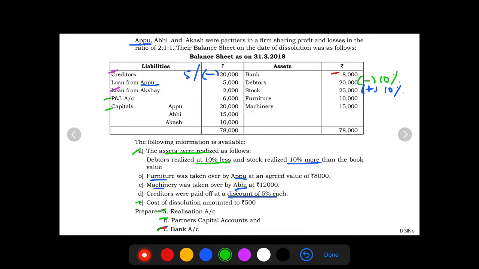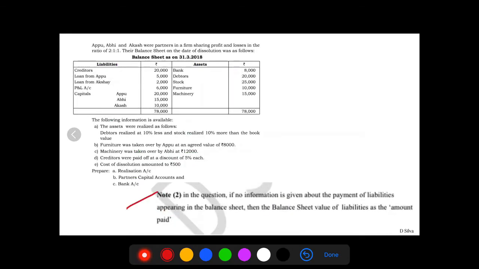Now if you understand and look into the question very keenly, students, the question does not speak anything about the loan from Akshay. Whereas creditors is also being settled. How about loan from Akshay? If you follow the notes, I have given you note number 2, points to remember. It says, if no information is given about the payment of liabilities appearing in the balance sheet, then the balance sheet value of liabilities is the amount being paid. So the complete loan amount from Akshay, which is rupees 2,000, will be paid off. So while working out the solution, I will be showing on how to treat this amount.